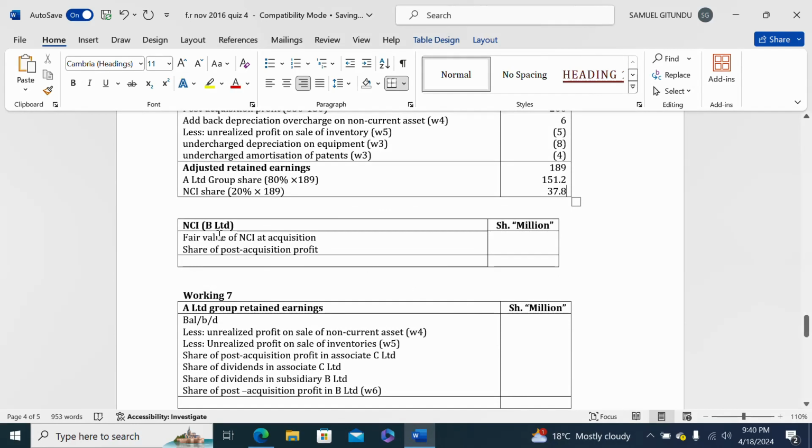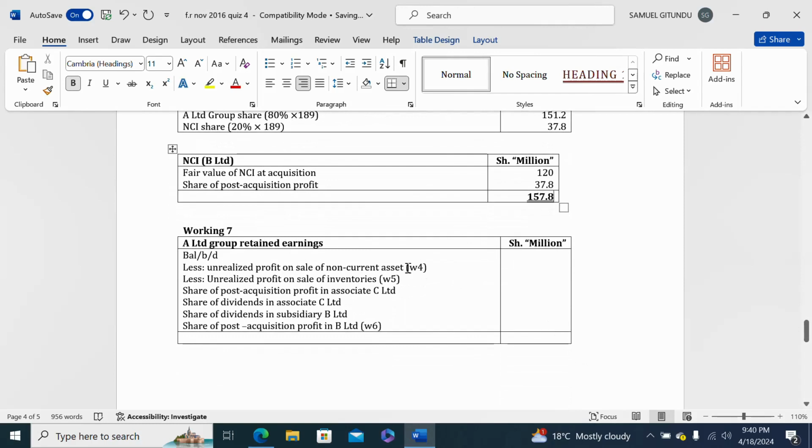Then we go to the NCI, that is B limited. We have the fair value of the NCI at acquisition. The fair value, we were told it was 120 million, and now we just add their share of the post-acquisition profit, which we have calculated here as 37.8. If we do this, we are getting the total of the NCI share as 157.8. Then we go to A limited, working 7.